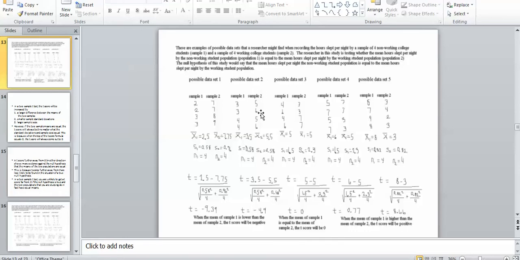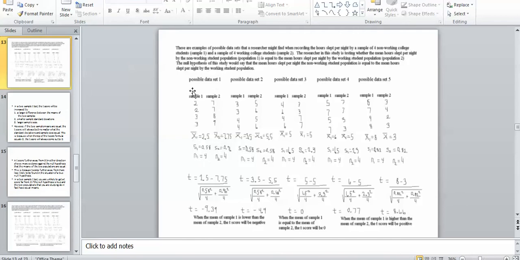In other words, as we go in this direction, and the non-working sample is getting further and further below the working sample, it's starting to suggest that maybe non-working college students are getting less sleep, and maybe working college students are getting more sleep, because remember, sample 1 comes from the non-working population, and sample 2 comes from the working population.